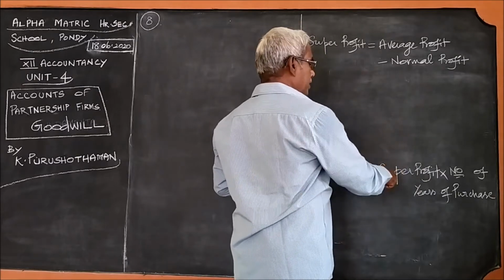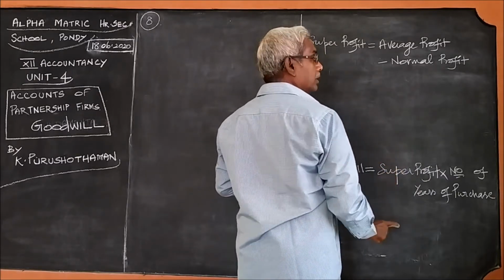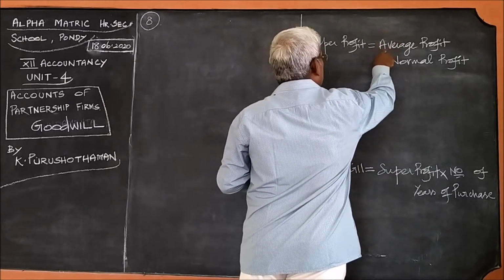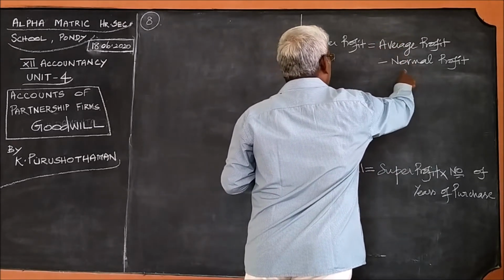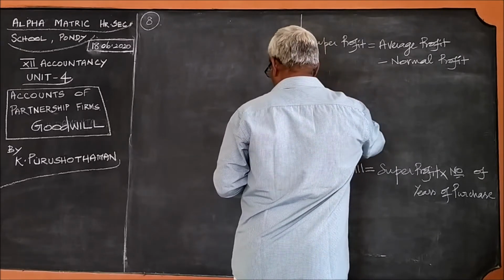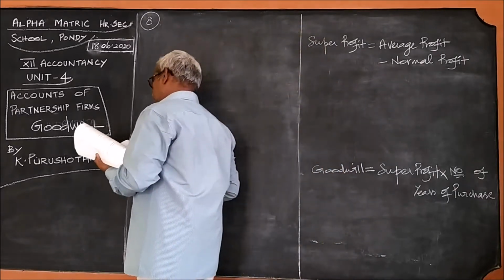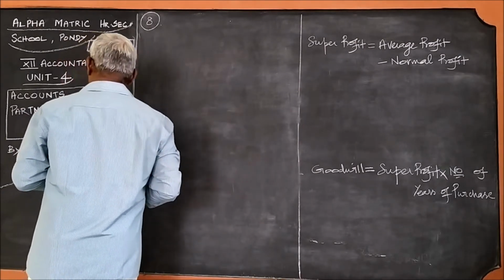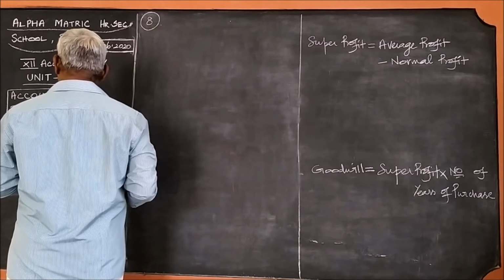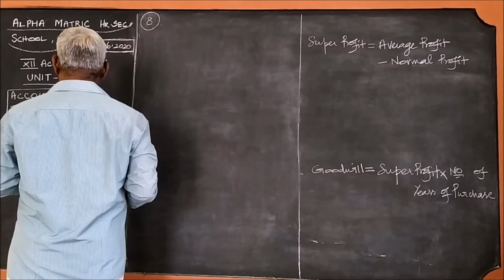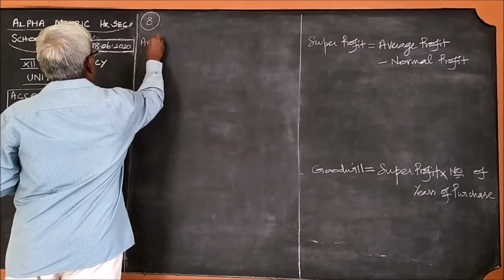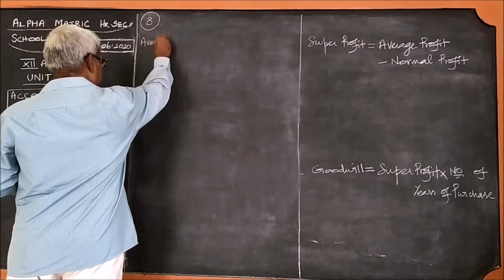Now our aim is to find the super profit. To find the super profit, what should we know? We should know the average profit and normal profit. If they are readily given, we can take them into account. Or else we should try to find them. The profits of the firm earned during the last 3 years are as follows: 16, 17 and 18. That is, we should find the average profits in this problem.